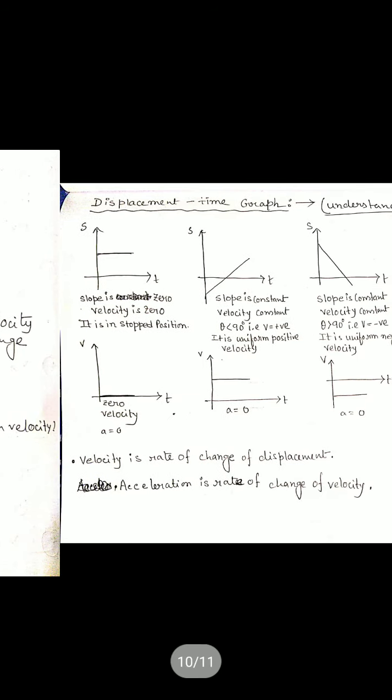So here I will draw in a very short form, so you can understand how the displacement time graph and the velocity time graph are related to each other. That means from the displacement time graph, at that same point, how we can draw the velocity time graph. First we talk about the first graph, that is s versus t. Here the graph is parallel to the x-axis, that means slope is 0, velocity is 0, it is the stopped position.